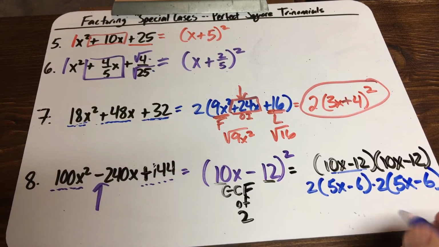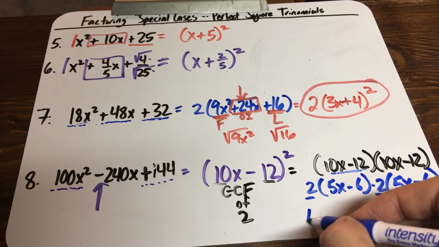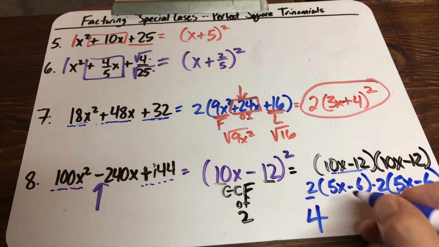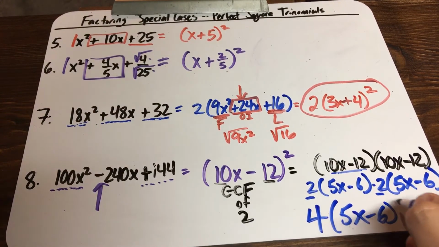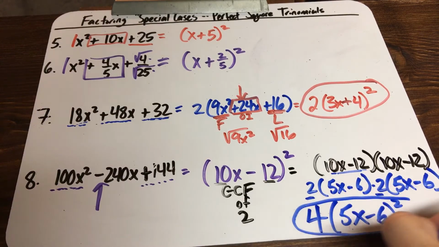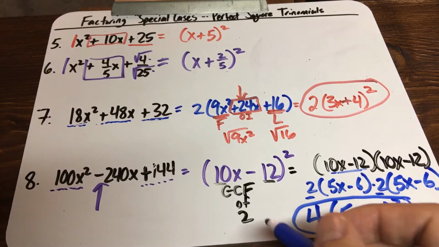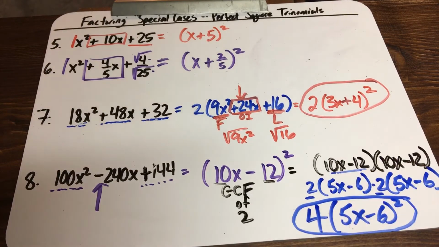And so you can see what we have here. We took a 2 out of the first one. We took a 2 out of the second one. 2 times 2 is 4. We took a 2 and a 2. That's a total of 4. And then my 2 parentheses are both 5x minus 6. And you can just put the squared. Or if you wanted to put the 5x minus 6 2 times, you could. That's probably the recommended way to do that one.